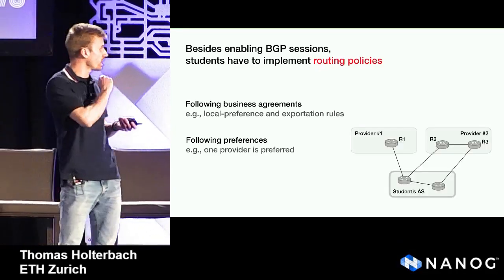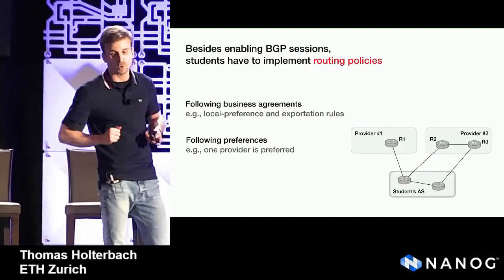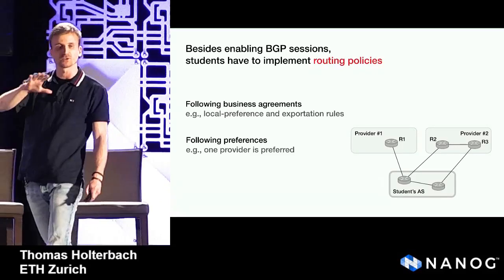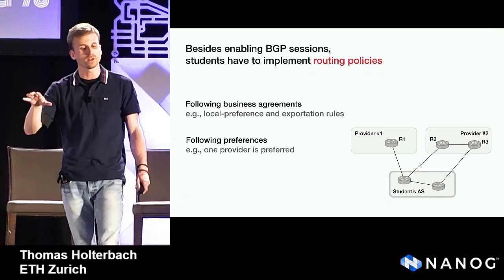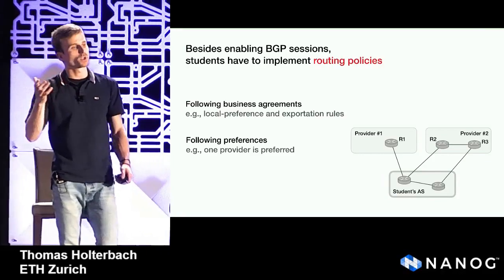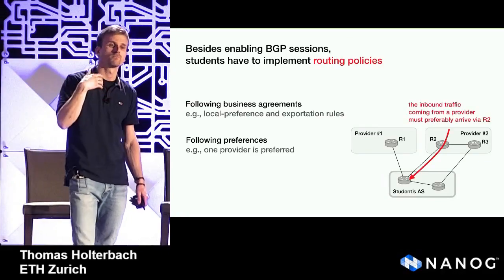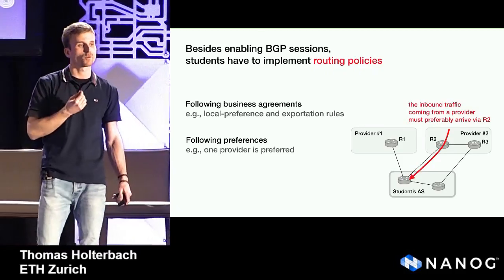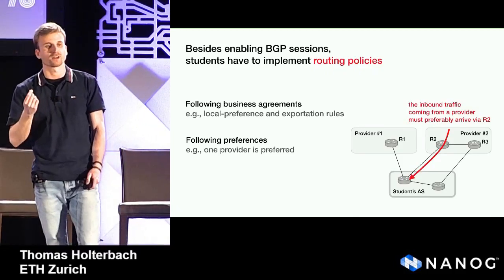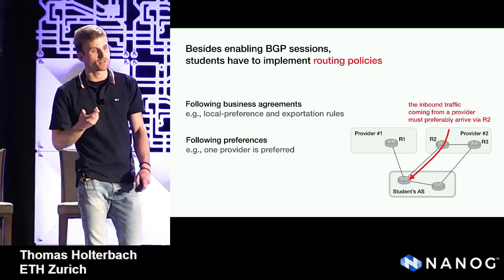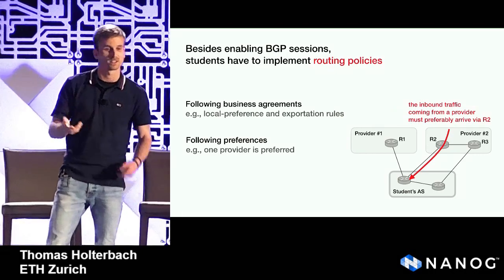Typically, just to illustrate it with this simple example on the right, we have the student IS at the bottom. There are two providers, provider 1 and provider 2, and there are two routers in provider 2. Now what we can ask them to do is to implement BGP policies such that the inbound traffic coming from a provider preferably arrives via R2. Here they have to use AS path prepending, perhaps use the MED attribute, and these kinds of things.